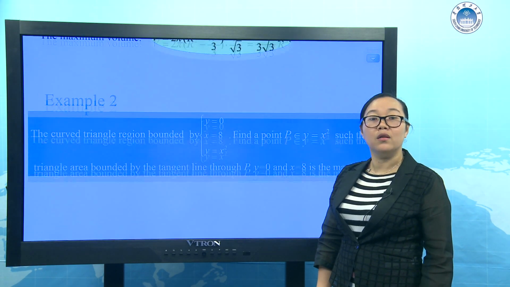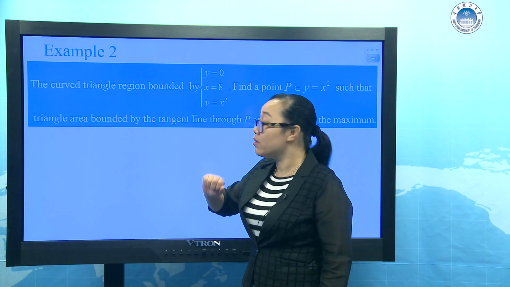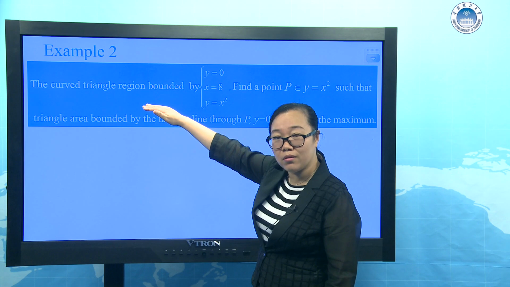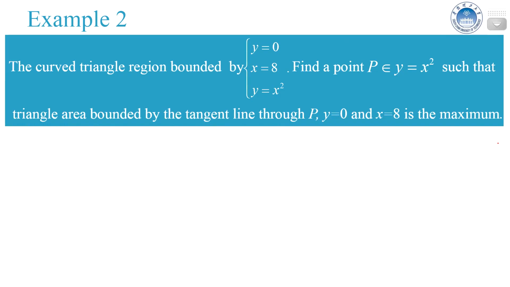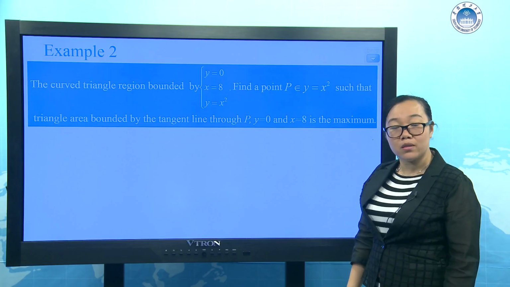In the same idea, now look at example 2. The curved triangle region is bounded by y equals 0, x equals 8. These are 2 straight lines. And another curve, y equals x squared. Try to find one point P. P lies on y equals x squared, such that the corresponding triangle area bounded by the tangent line passing through P, y equals 0, and x equals 8 is the maximum value.